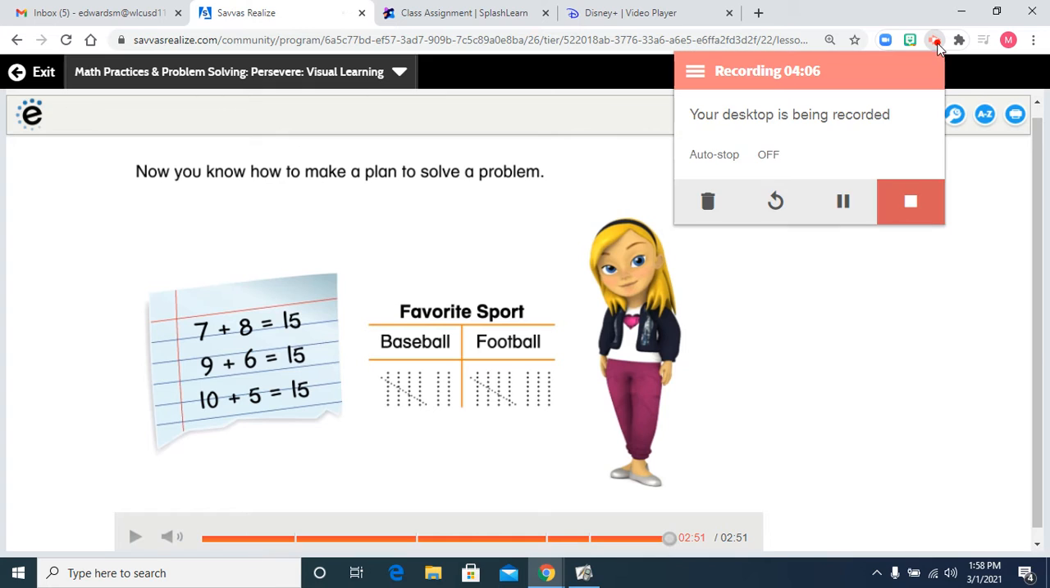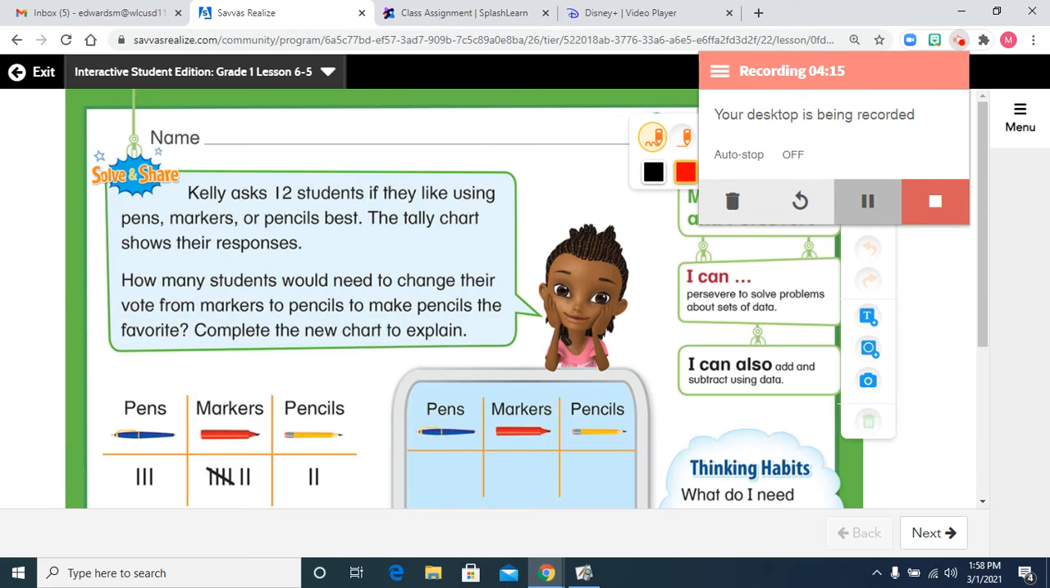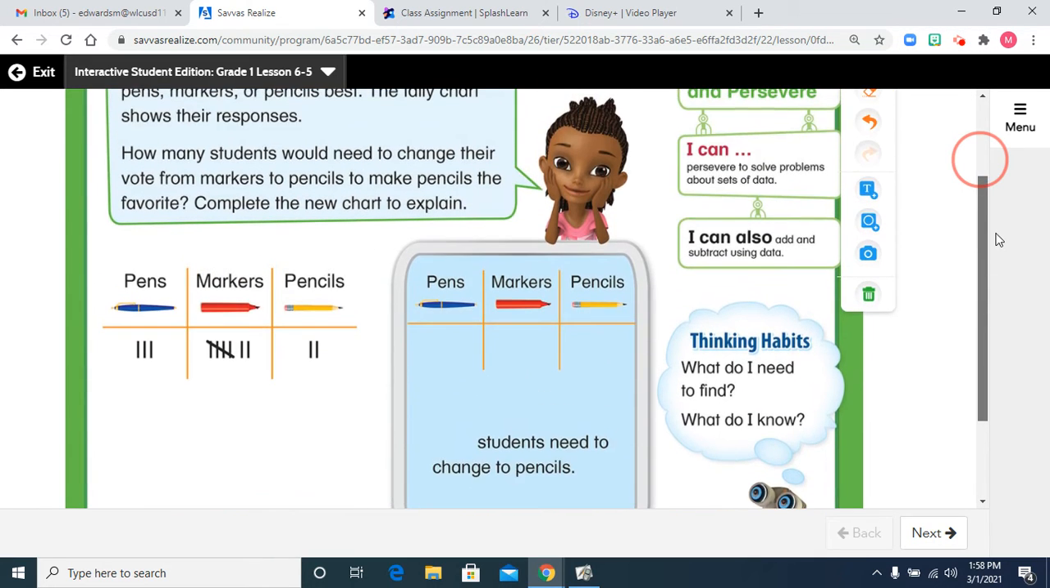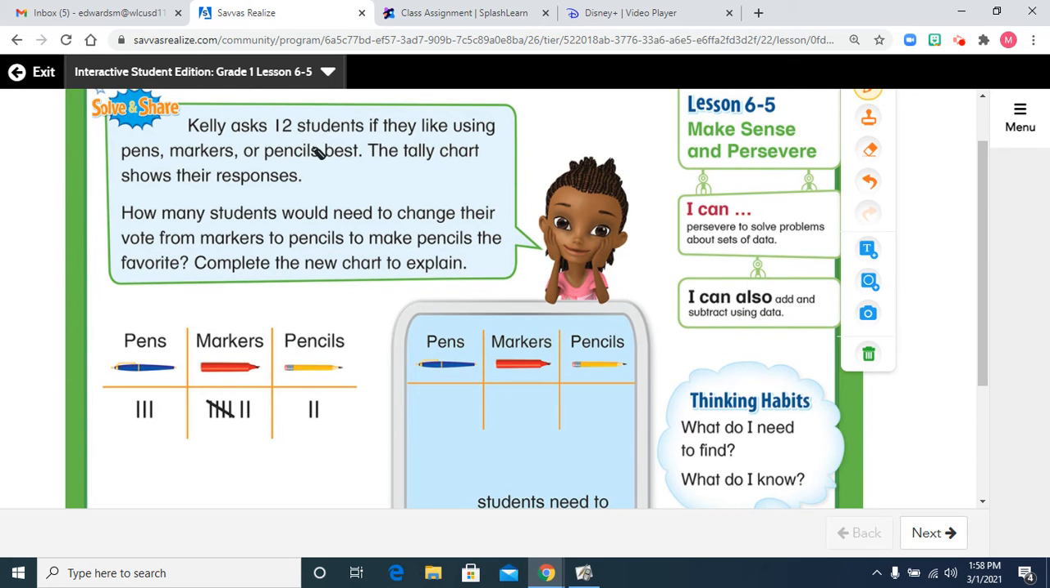Okay, you need to get into your Math Workbook Volume 1, and you need to be on page 377. If you're on page 377, it should look like this. So let's read the directions and figure out what we have to do. Okay, it says Kelly asked 12 students if they like using pens, markers, or pencils best. The tally chart shows their responses. How many students would need to change their vote from markers to pencils to make pencils the favorite? Complete the new chart to explain.